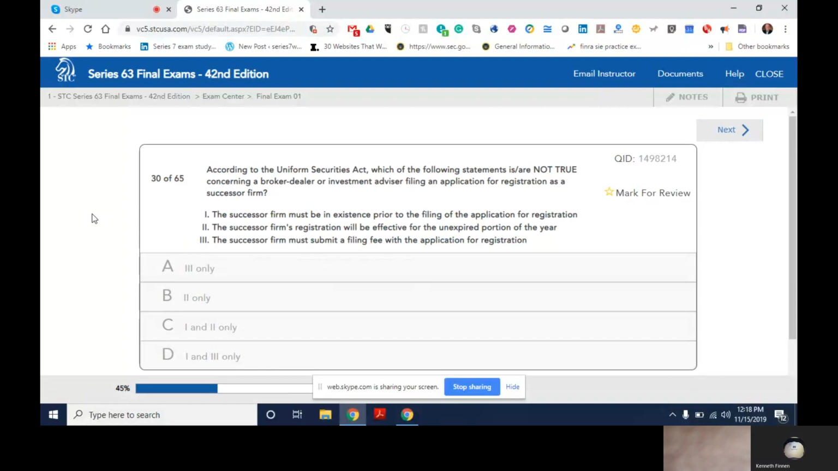Okay. According to the USA, which of the following statements are not true concerning a broker-dealer or IA filing an application or registration as a successor firm? A successor firm is when one firm takes over another. The new firm does not need to be in existence before it takes over. So one is out, because that's a bad statement. The successor firm will be effective for the unexpired portion of the year. That's a true statement, so it's not going to be 2. So B and C are out. So it's either 3 or 1 and 3. So obviously it has to be 1 and 3. But the successor firm must file the following along with the application. I would say yes. So I'm going to go with this.